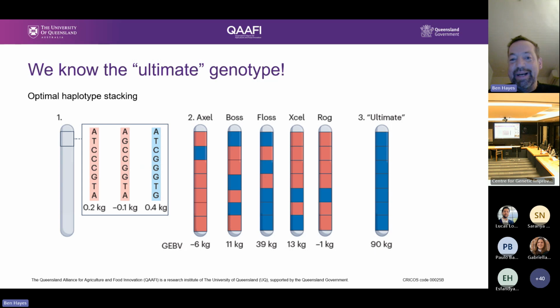So again, in this case, Floss is a cow, dairy cow. She might have a stack of very good chromosome segments, very good haplotypes, so she has an excellent GBV. But again, just at a few points along her genome, she's carrying these undesirable segments, whereas Axel carries a lot of undesirable segments, so his GBV is poor, but he's got one segment that we want to stack into the ultimate genotype.